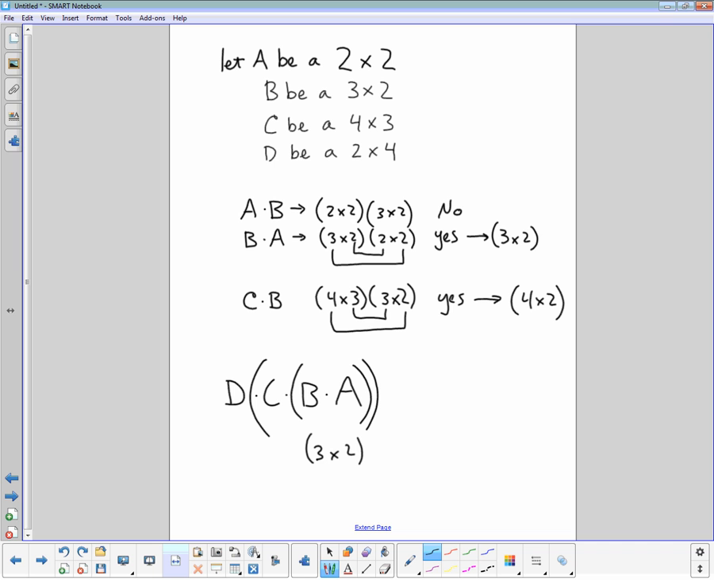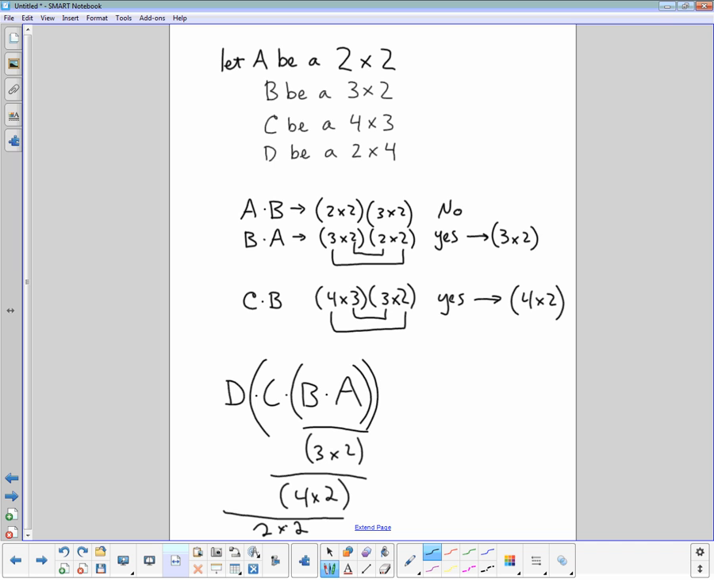And then C multiplying against it would produce a 4 by 2. And D multiplying against that would produce a 2 by 2. So my final honest to God answer would be a 2 by 2 matrix with a whole lot of work involved. But they're all relatively small matrices. And if I keep the numbers small, that's a valid test question. Okay? Something along those lines.